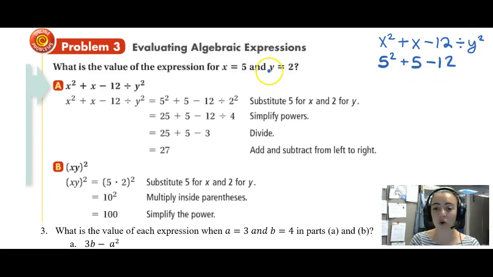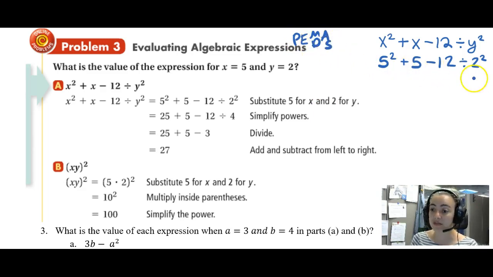Now I'm going to substitute in 2 for y. So anytime you see y, you should write down 2. Now that we have our expression, we can start simplifying it, making it easier to look at. I don't know what that number is off the top of my head, so we have to use order of operations to do that.